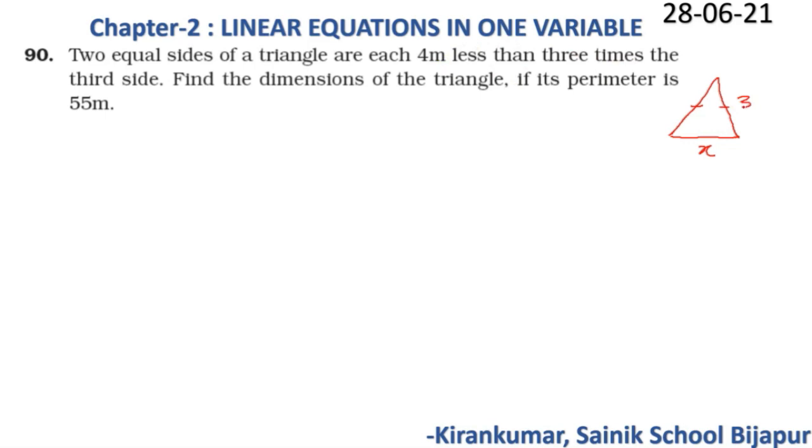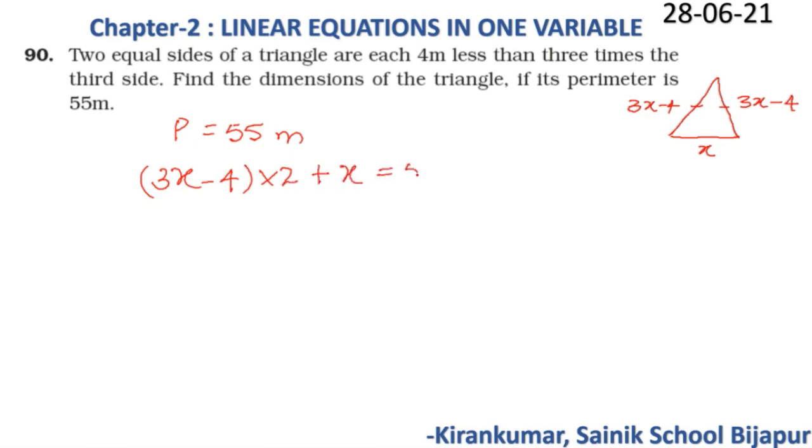So 3 times the third side is 3x. 4 less means we need to subtract 4. So equal sides are 3x minus 4. They have given that the perimeter is 55 meters. Perimeter is nothing but the sum of the sides. Here the equal sides are 3x minus 4, these are 2 in number, so 2 times that plus the third side, which is 55. This is the equation we require to simplify.